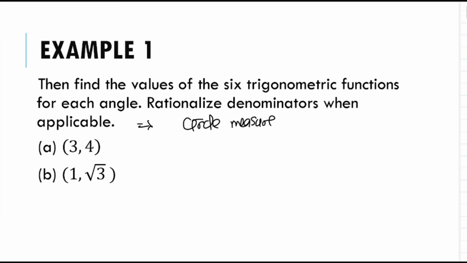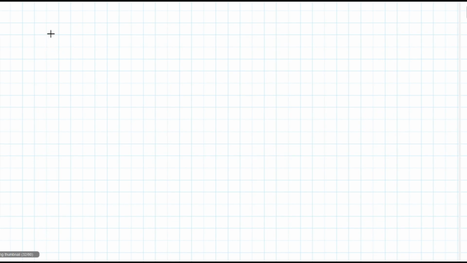Circle measure. So we are going to use this circle method. So we have A, which is 3 comma 4, right? So let's just draw what we have and define what we are trying to find there.